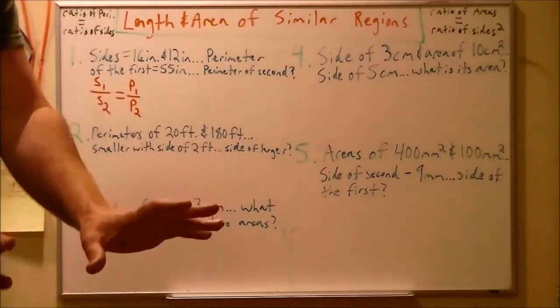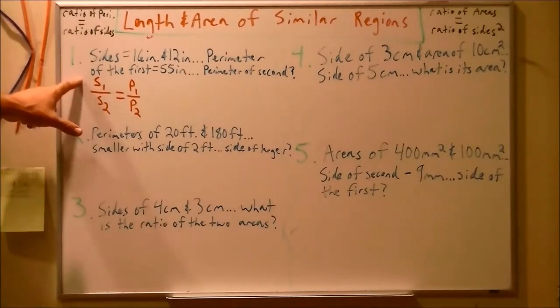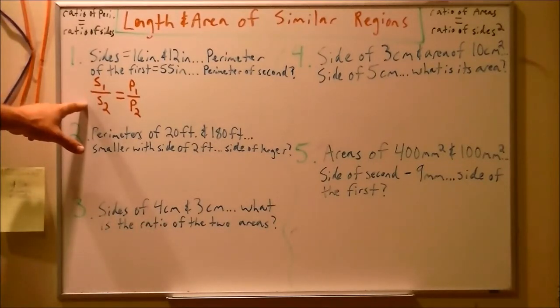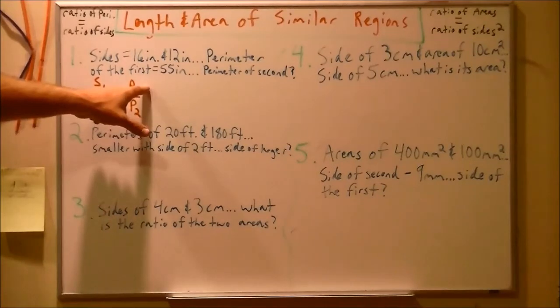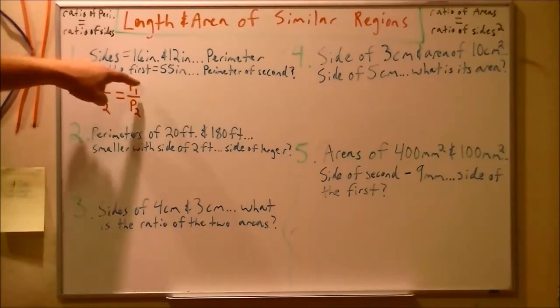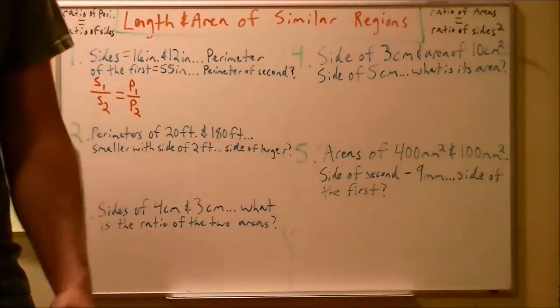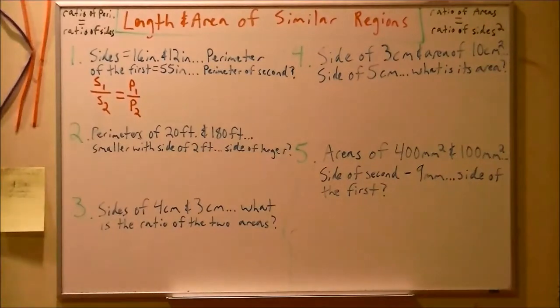But let's just make it a staple, okay? Which I think makes a lot of sense. And let's just put S1 over S2, side 1 over side 2, equals P1 over P2, because that way the side and the perimeter of shape 1 and the side and the perimeter of shape 2 are across from one another, and that's what makes the math of it work.